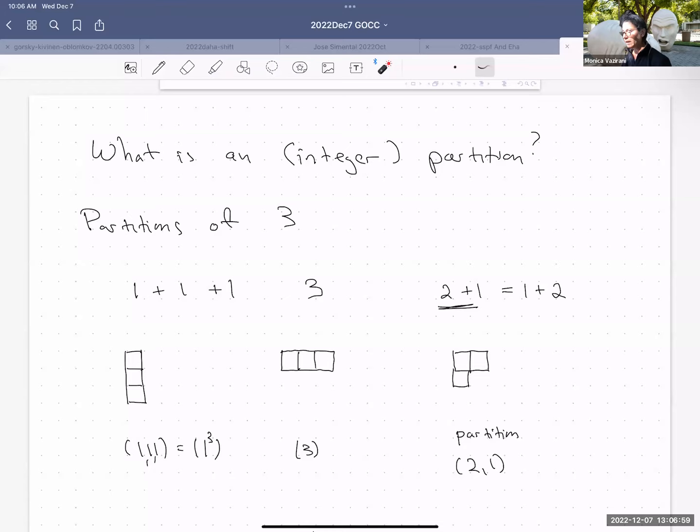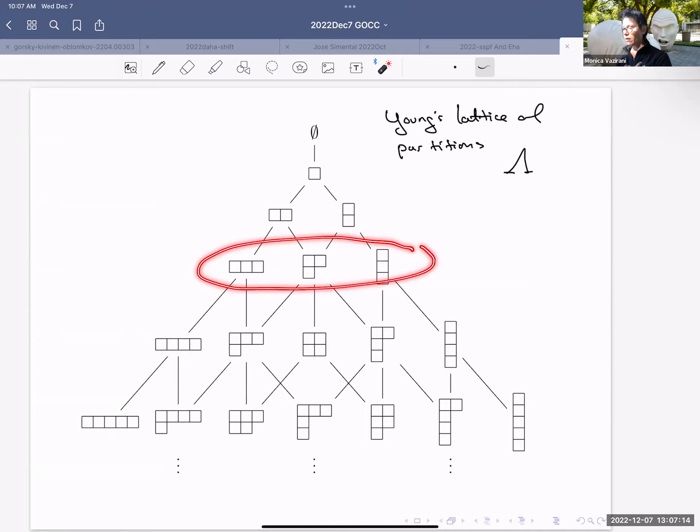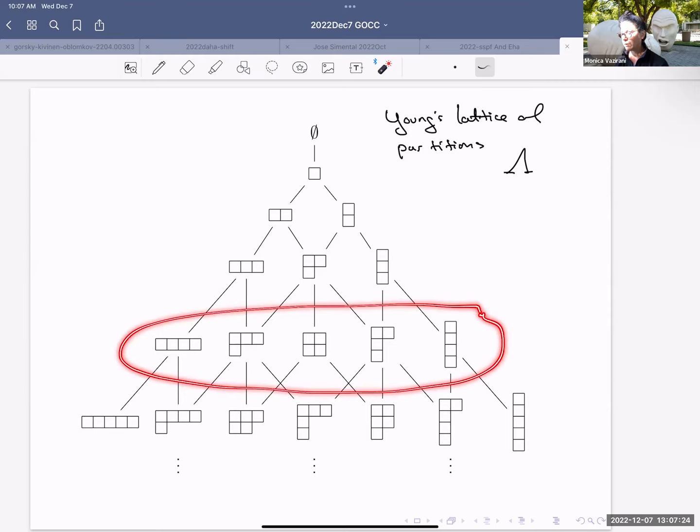Okay, and so in Young's lattice of partitions, if we look at the third level, here they all are in a different order than what we discovered on the last page. So for instance, if I said, what are all the integer partitions of 4? You would read it here: 4, 3 plus 1, 2 plus 2, 2 plus 1 plus 1, and here's my 1 plus 1 plus 1 plus 1. Okay, and you can check that there's really only 5 ways to do it.